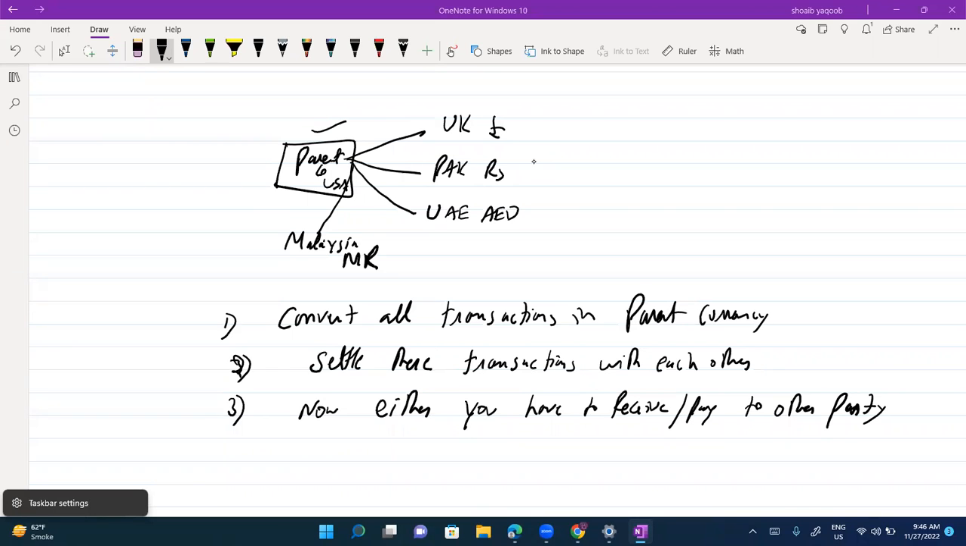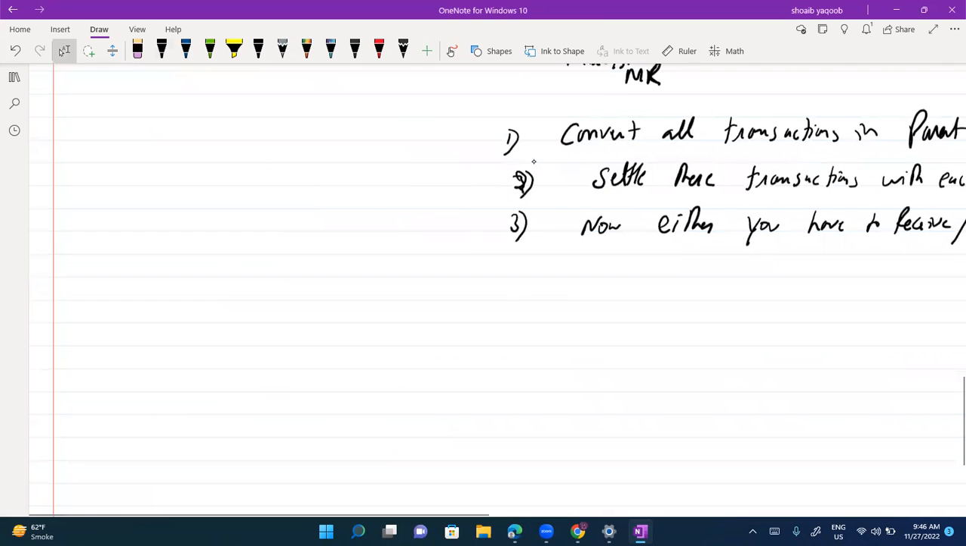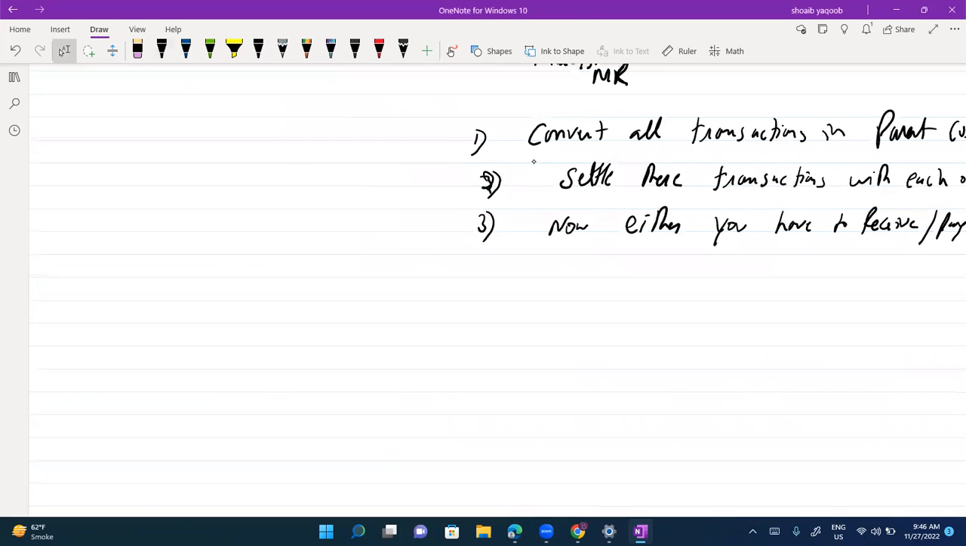The biggest advantage of netting is it will reduce the number of transactions to few. It will reduce the admin cost. आपको बाहर कहीं नहीं जाना पड़ेगा, आपकी ट्रांजैक्शन कम हो जाएगी. That is netting. It can only be tested in a theory. Okay, next is external hedging.